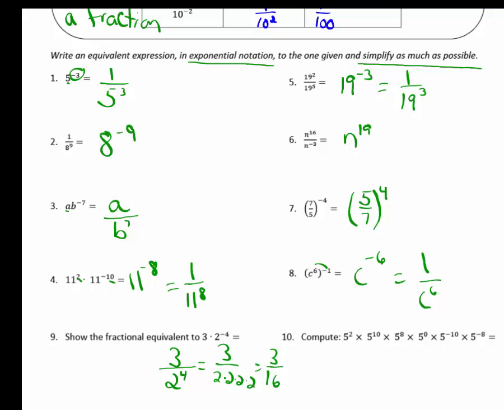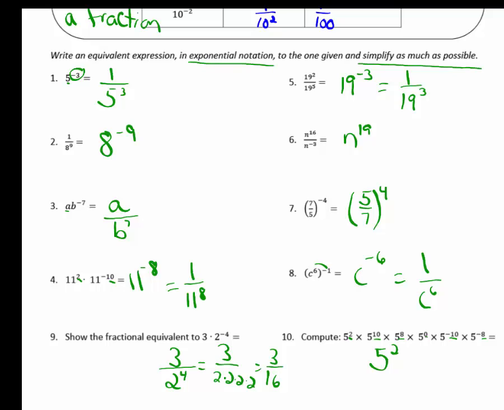Number 10, wow, look at all these. So I'm just going to go through, all my bases are 5s, so I'm going to add my exponents together. So 2 plus 10 is 12, 12 plus 8 is 20, 20 plus 0 is 20, 20 plus negative 10 is 10, and then, excuse me, plus negative 8 is 2, which you could then simplify to 5 squared.